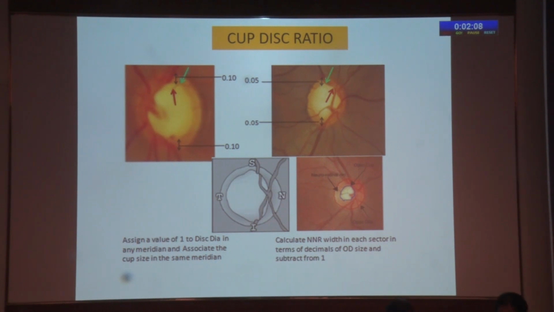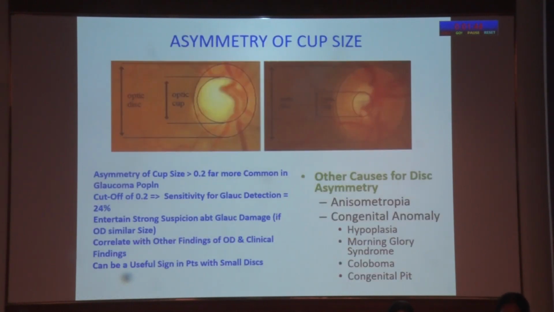The cup to disc ratio: we generally assign a 1 to the entire disc, and then you calculate it according to the neuroretinal rim that you see out there. So if you consider this, then say it's 0.10, and that's 0.10. So this would be, say, a 0.80 cup, and similarly goes on for the others as well. And asymmetry of cup size is actually one of the pathognomonic signs.